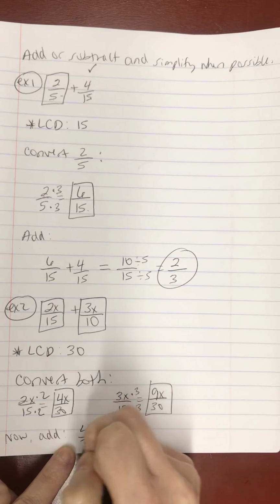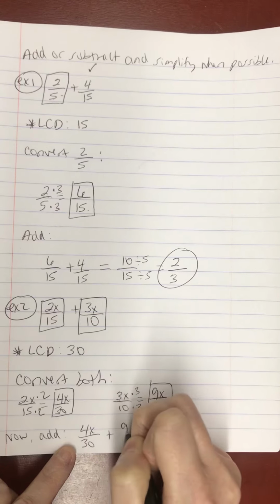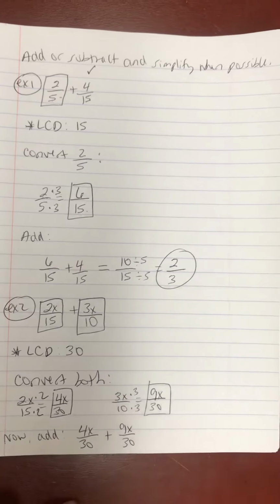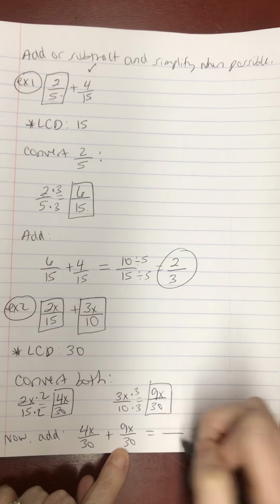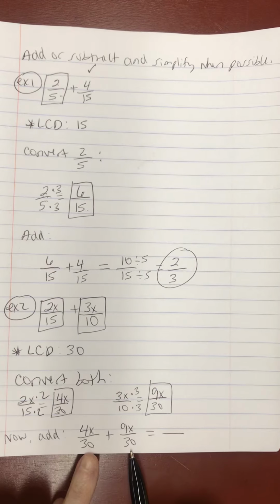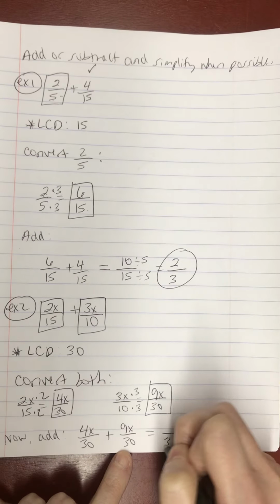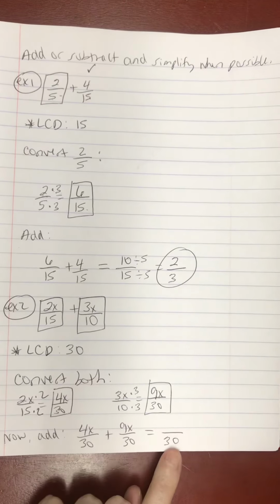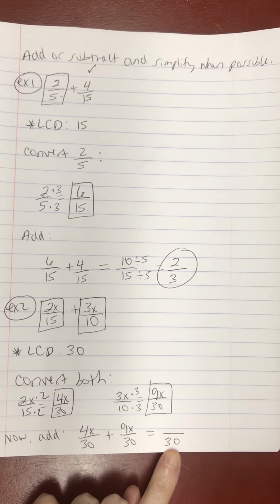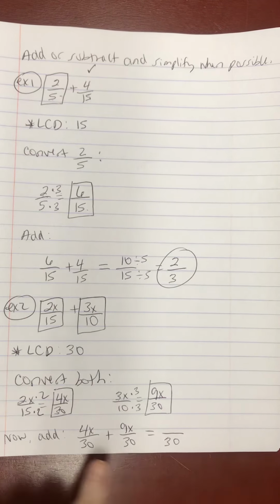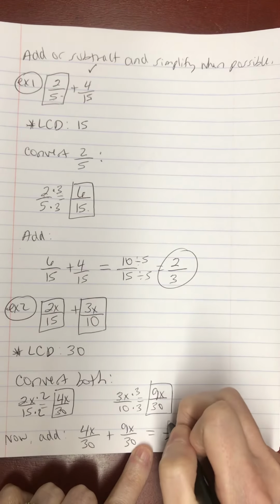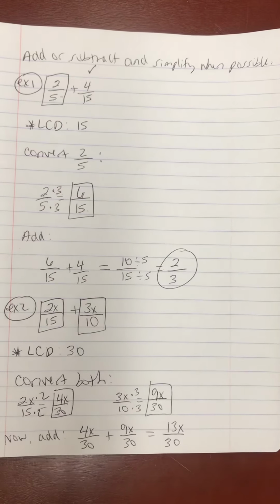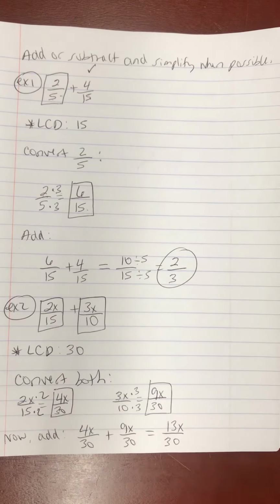So we have 4x over 30 plus 9x over 30. So now they have the same denominator. And that's important because that means our answer will have that same denominator, 30. They are like fractions. So now we can go ahead and add the numerators. 4x plus 9x is 13x.